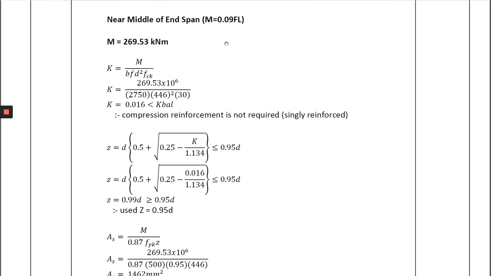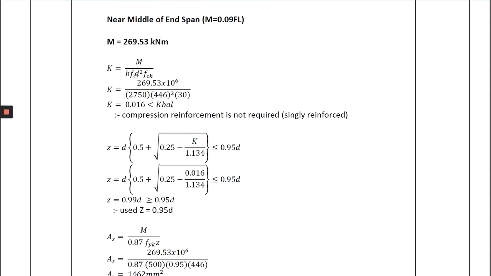So based on the result that you get, if M less than MF, therefore the neutral axis lies in flange, designed as a rectangular section. So that's why I'm using the rectangular method here, but the difference here, K equal to M over BF d squared fck. If it is a normal rectangular beam, it's not a flange beam, you use BW here.